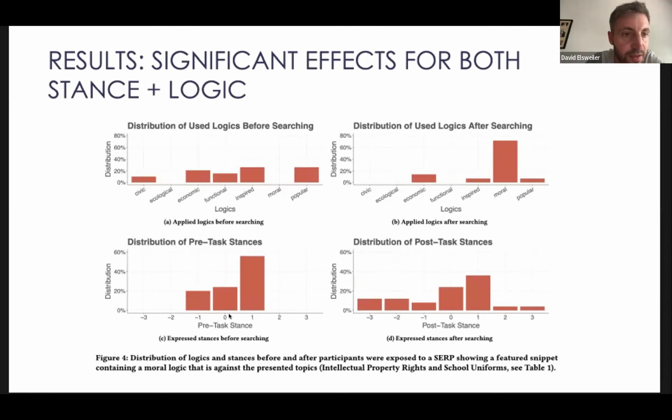What do we see here? Before the task, because we filtered out the rest, participants had a neutral stance, but there was a slight balance towards being in favor of these topics. But you can see after searching, this changed considerably. Some people, despite the negative featured snippet, did end up having a positive outcome, but the stance in general tilted towards the negative.